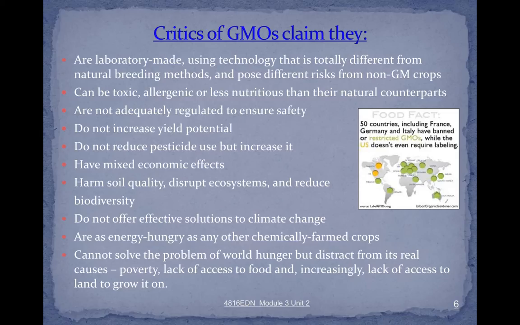So critics of GMOs claim they're laboratory made using technology that is totally different from natural breeding methods and pose different risks from non-GM crops, that they can be toxic, allergenic, or less nutritious than their natural counterparts, that they're not adequately regulated to ensure safety, that they do not increase yield potential. And that's a really interesting one, because that was the key promotion by the GM manufacturers, that farmers would have higher yields in their crops. They do not reduce pesticide use, but actually increase it.